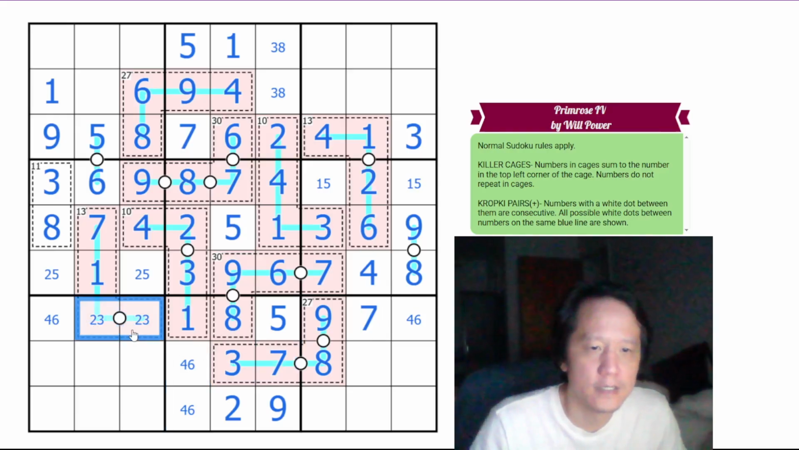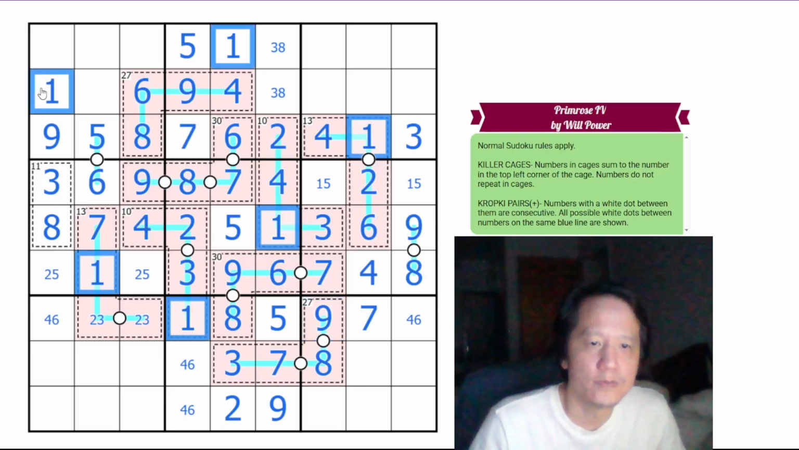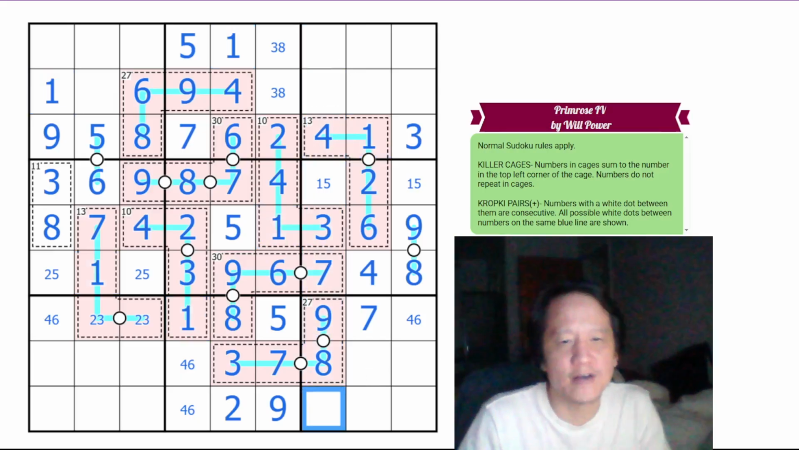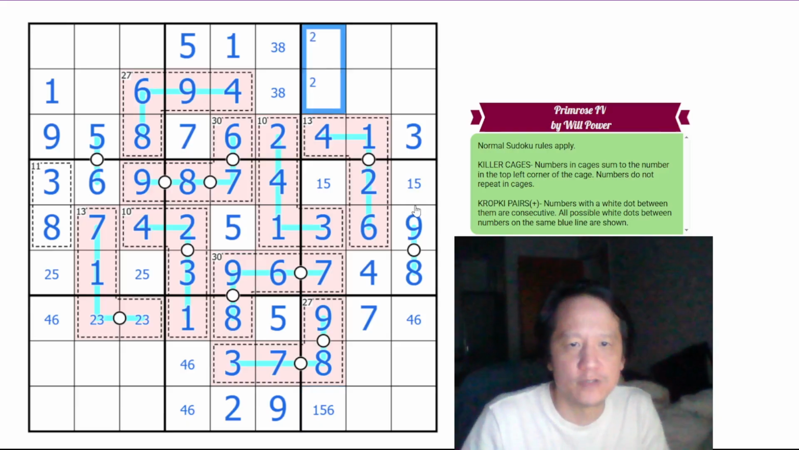Okay. What else do we have? Ones. Rest of column 7 has to be 1, 2, 5, and 6. This can't be 2, so it's 1, 5, or 6. So 2 has to be one of these two digits. This can't be 1 or 6, so this is 2 or 5. And this can't be 1 or 5, so this is 2 or 6.